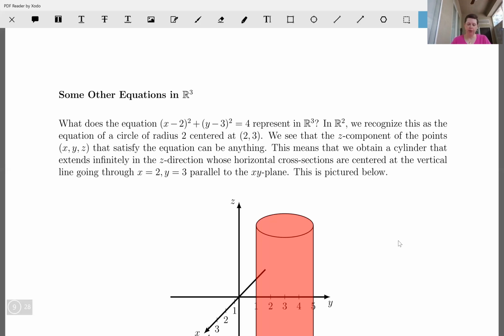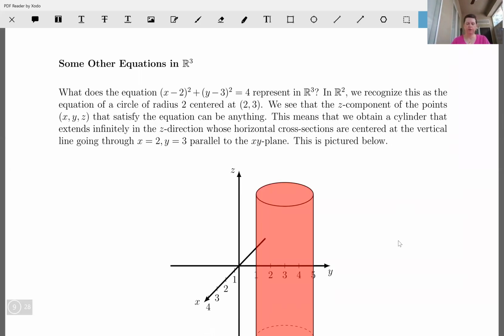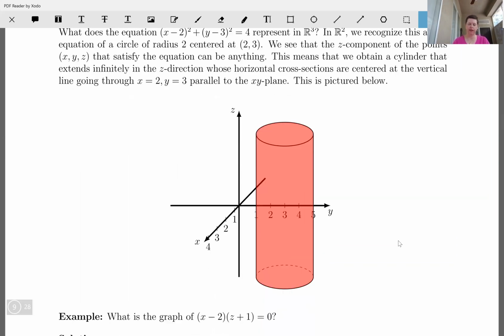And the horizontal cross sections, again, are going to be circles centered at the vertical line that goes through x equals 2 and y equals 3. So this is roughly a picture of said cylinder. Well, it's obviously a snapshot because it's infinitely large, so we can't really see all of it.